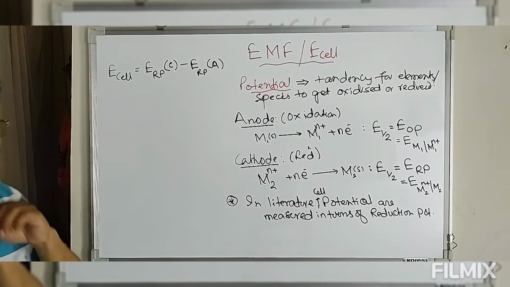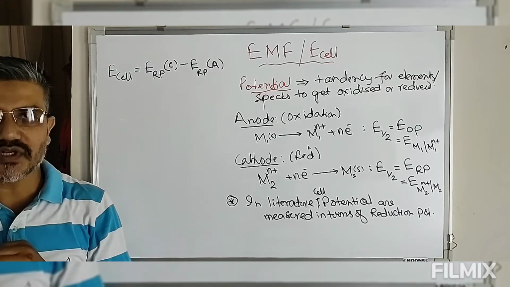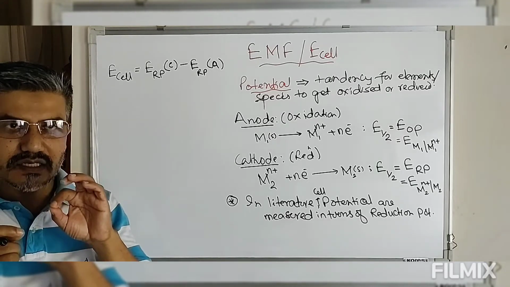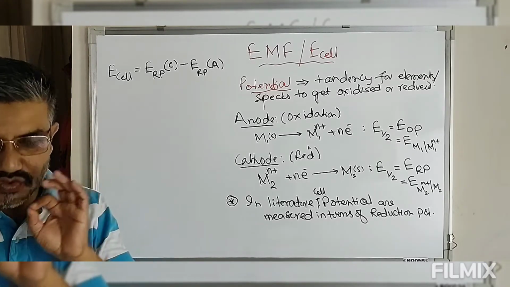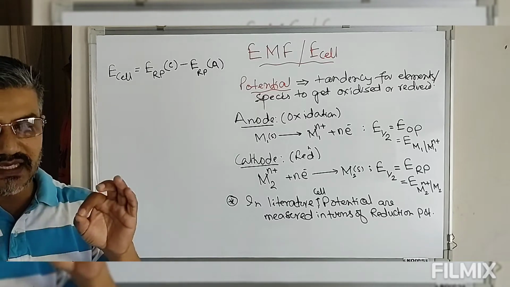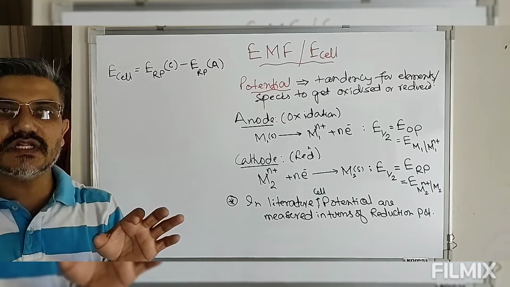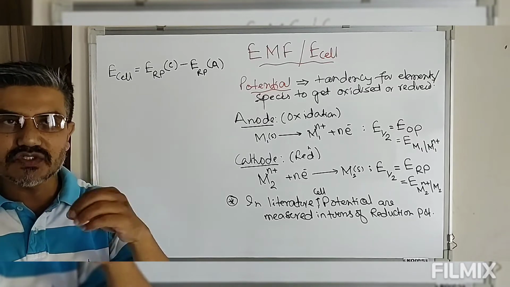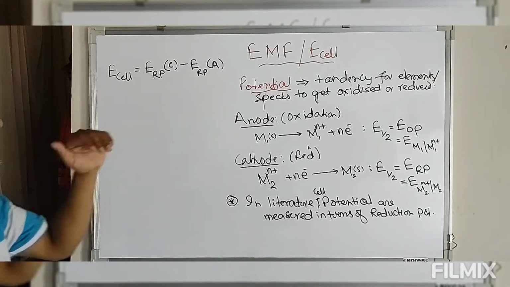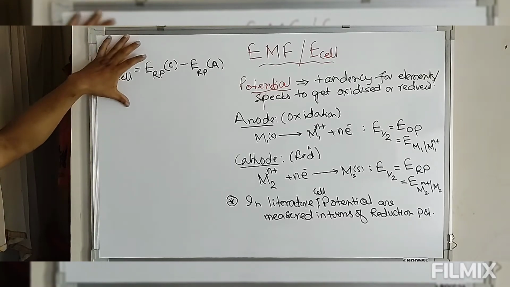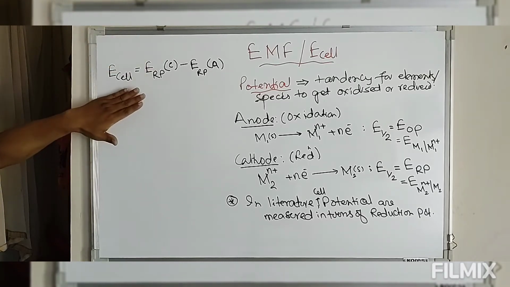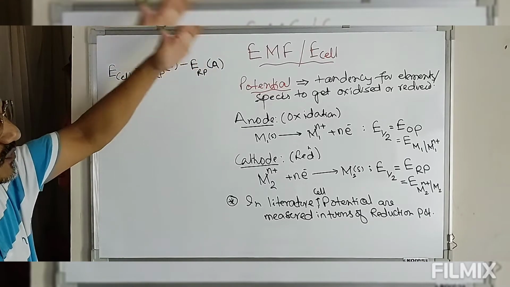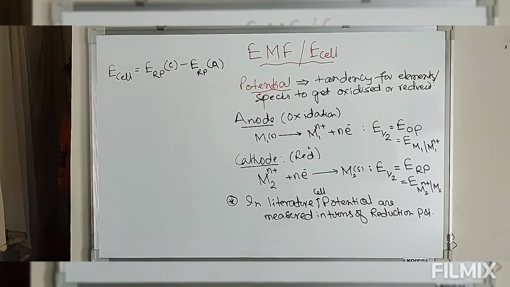So if I say what is the cell potential, the cell potential is the actual potential difference developed when current is being passed through the cell, that is, at cathode and anode. The potential difference developed across cathode and anode when current is being drawn from the cell is defined as cell potential. Mathematically, the cell potential is defined as reduction potential of cathode minus reduction potential of anode.